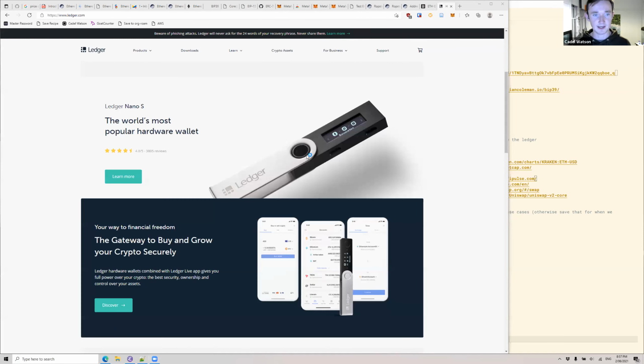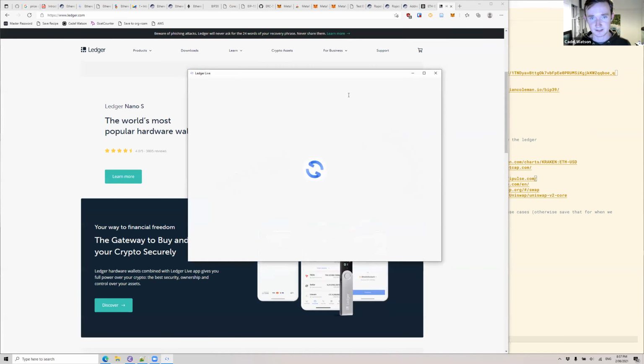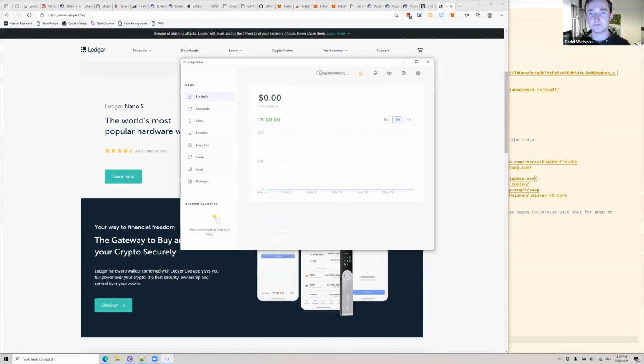It comes with a program called Ledger Live, and I'll open that up and show you what that looks like. So yeah, if you do start developing real applications, you have real Ethereum, I would 100% recommend getting these because it makes it way harder to lose your money. But you can see that you can connect to your device. So I'll just plug it in to my computer with a USB cable.